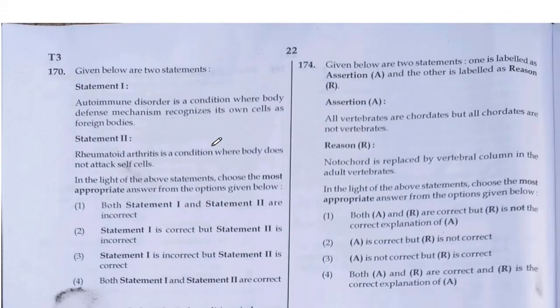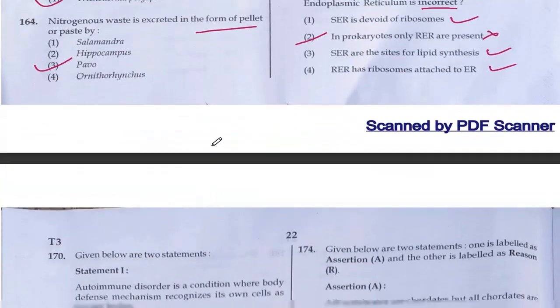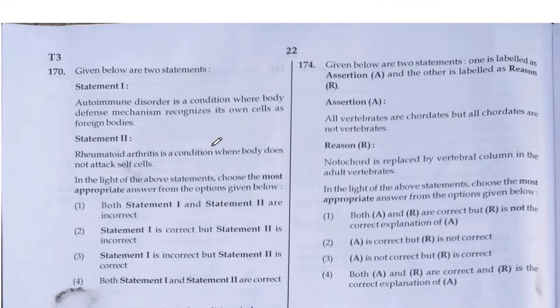Coming to question number 170. Okay. So there are two statements. Statement 1: autoimmune disorder is a condition where the body's defense mechanism recognizes its own cells as foreign bodies. Okay, so this is correct. Statement 2: rheumatoid arthritis is a condition where the body doesn't attack self-cells. So this is not correct. So option 2 will be the correct one.